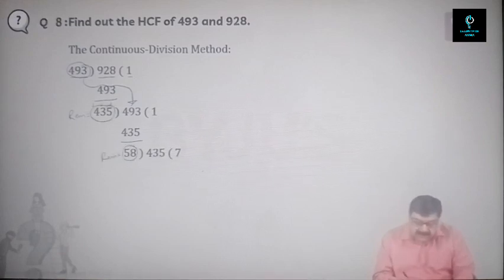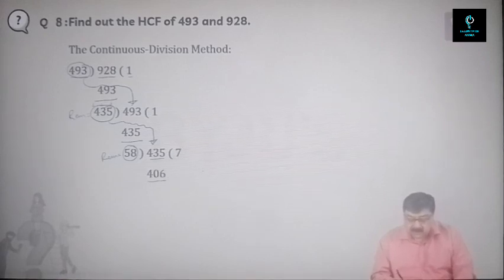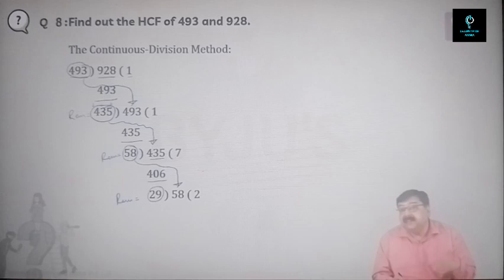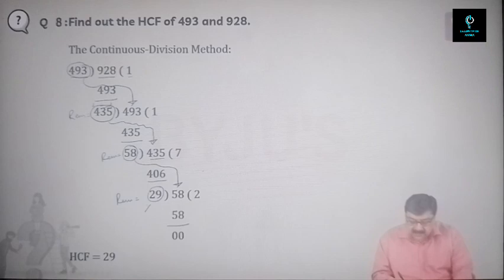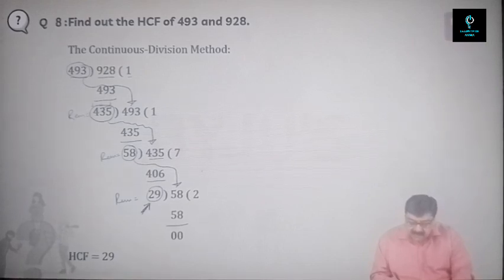Now again, the previous divisor becomes the dividend. So this remainder, which is 58, divides the previous divisor 435, goes by 7. We get 406. Now again, we get the remainder here as 29, which shall divide the previous divisor, that is 58, goes directly by 2. So hence, the last divisor, which gets you 0 as the remainder, shall be our HCF. So HCF for both these numbers is 29.